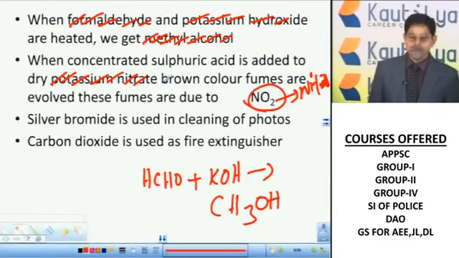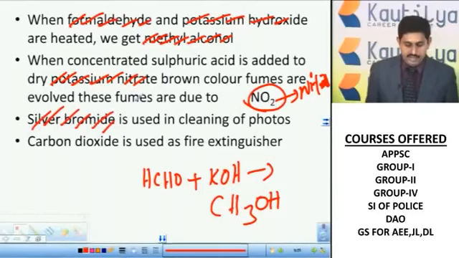The brown color fumes are because of the release of nitrogen dioxide, NO2. Silver bromide is useful for cleaning of photos. Previously we had the negative rolls, so in the camera we use the rolls. Those rolls are cleaned with silver halides. Silver halides means silver bromide or silver chloride. Mostly we use silver chloride. Silver bromide is useful for cleaning of photos.